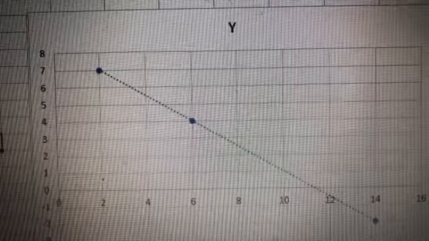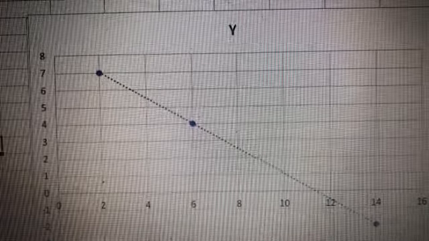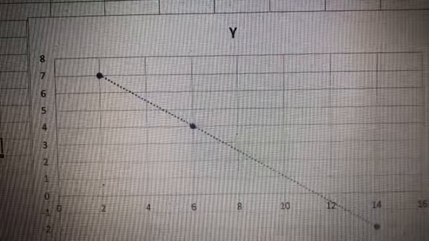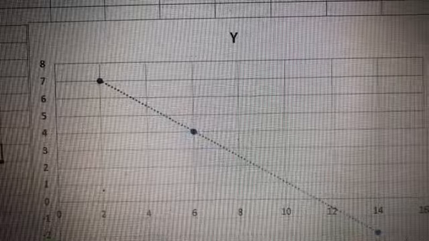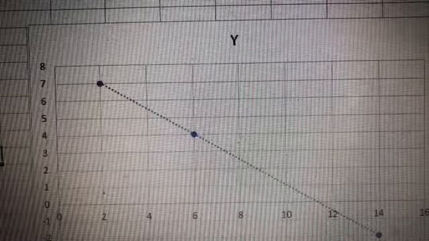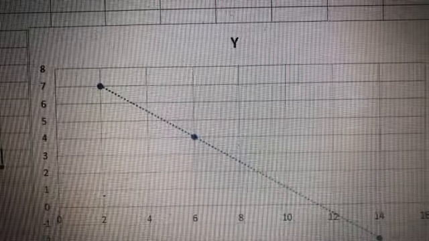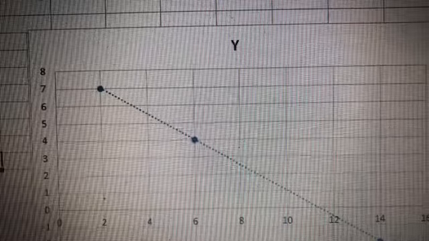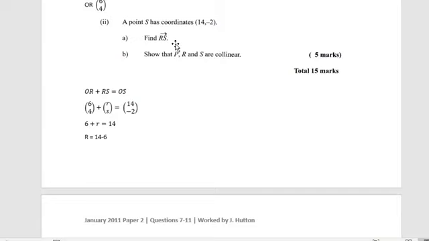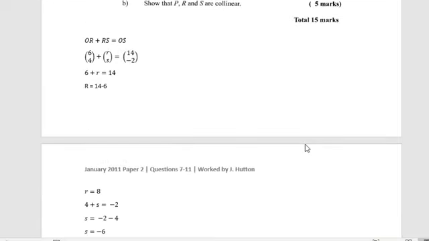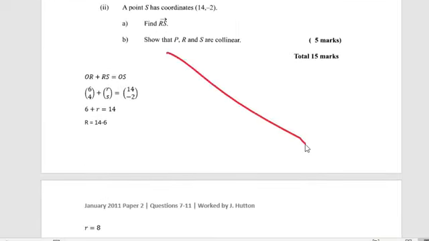And as I stated before, collinear is when 3 or more points lie on the same line. So as you can see, these 3 points lie on the same line. One straight line can go through all 3 points. So that is when it is said to be collinear. That is how you will get the straight line, because they are both going in the same direction.